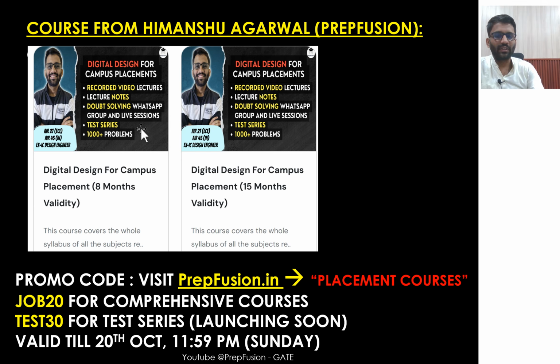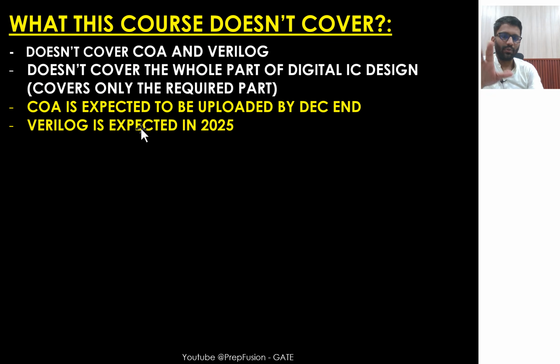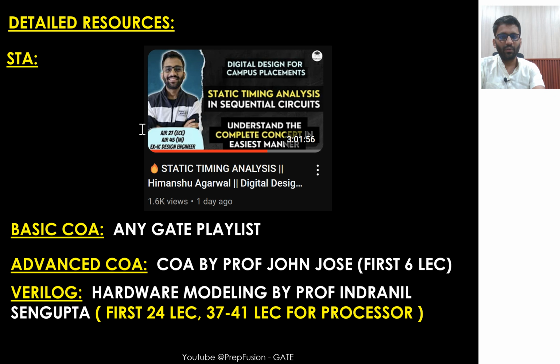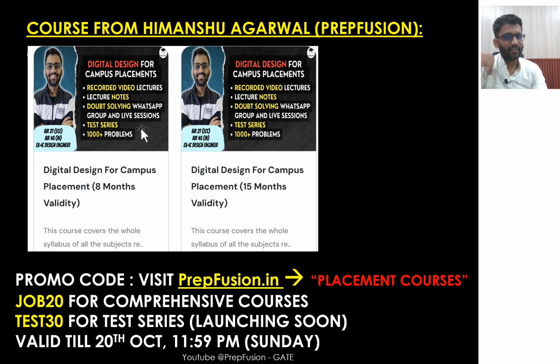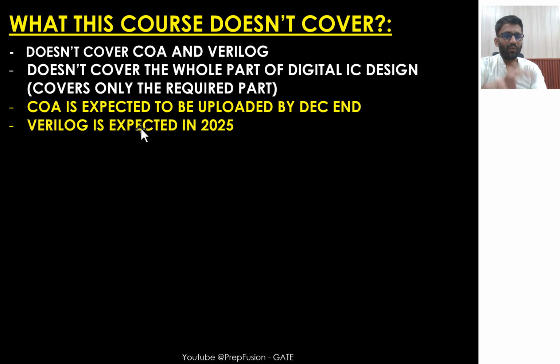Now what this course doesn't cover, so this you should know, it doesn't cover the COA and Verilog part. So for COA and Verilog, I have given you the complete resources, like how you can proceed. But from my side, you will not get COA and Verilog in this particular course. And it will not cover the complete digital IC design part, right? If you feel like, sir, I have taken your course, so will I be able to complete the digital IC design part? No, complete digital IC design I will not be able to cover, because that is very vast.